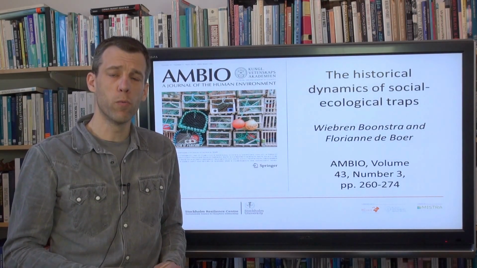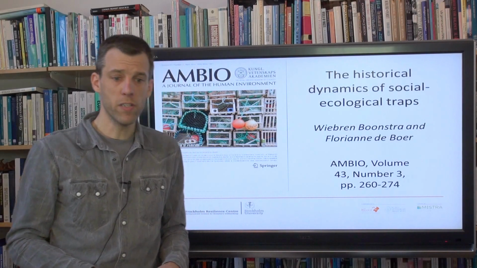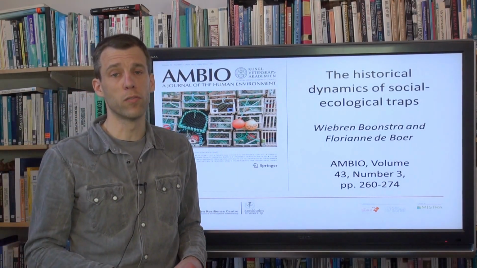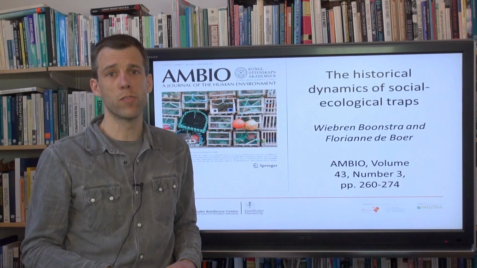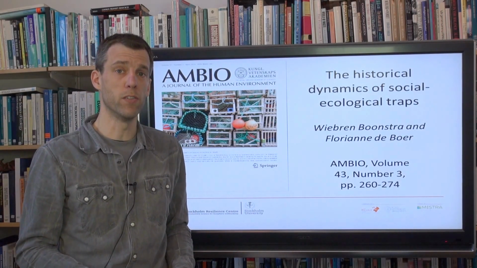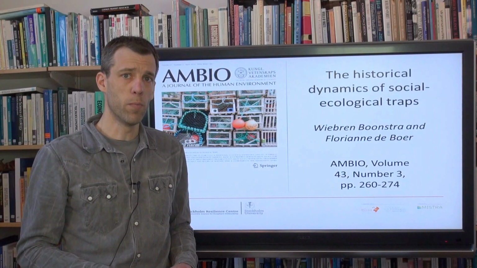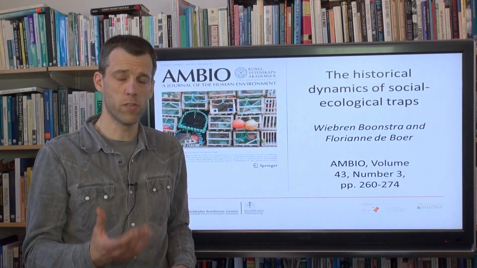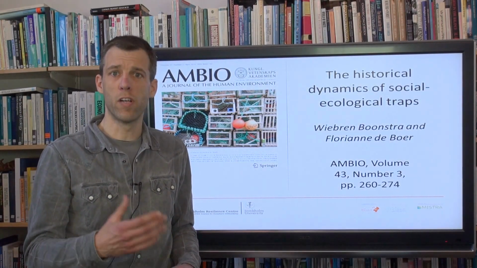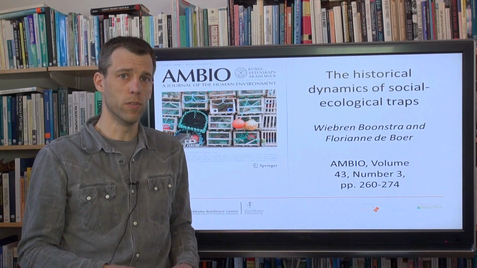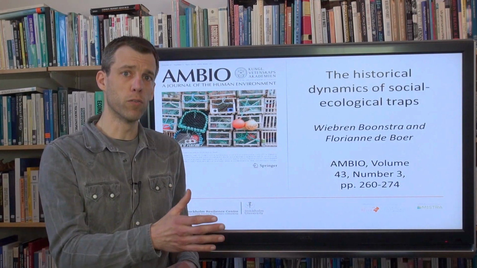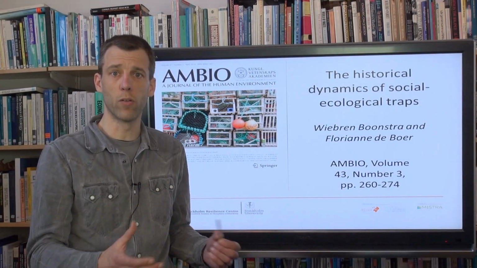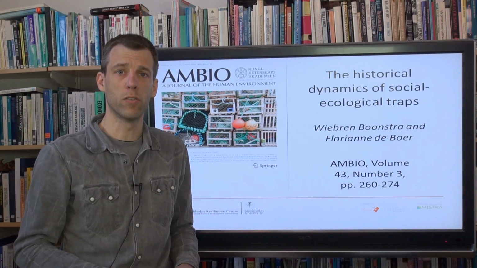For this paper, we were interested to see if history plays a role in the formation of social ecological traps and how. And for this purpose, we used a concept which is called path dependency. A path dependent process just means to say that the process is self-reinforcing. So it starts off in a certain direction and is really difficult to change because social and ecological events really structure the process.